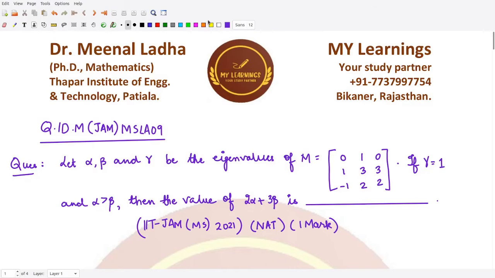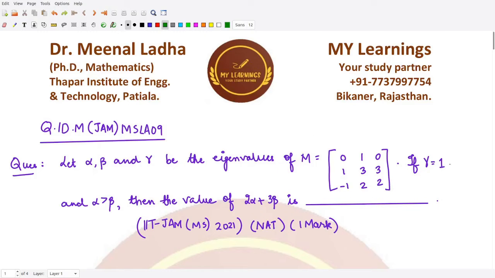In this video we'll be looking at another question from the IIT-JAM mathematical statistics paper 2021. This is a numerical answer type question and it is a 1 mark question. Here they are asking, if alpha, beta and gamma are the three eigenvalues of this matrix M, which is given to us, right?